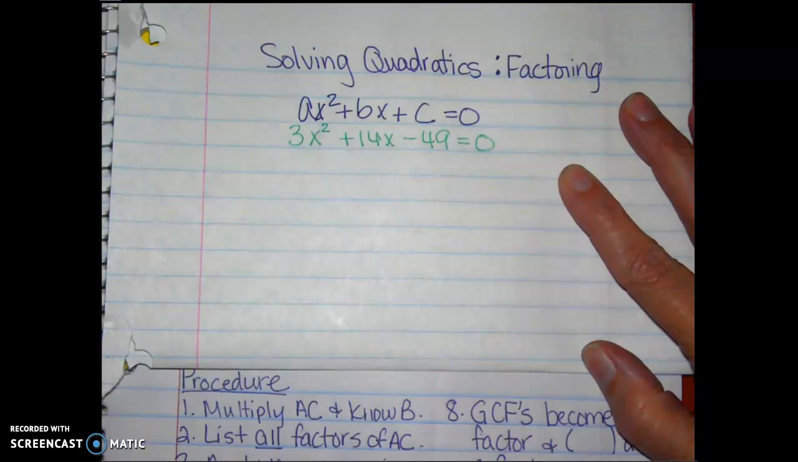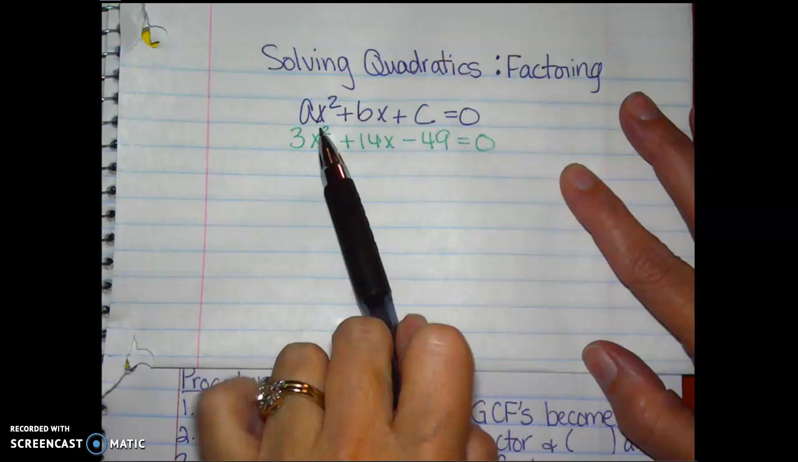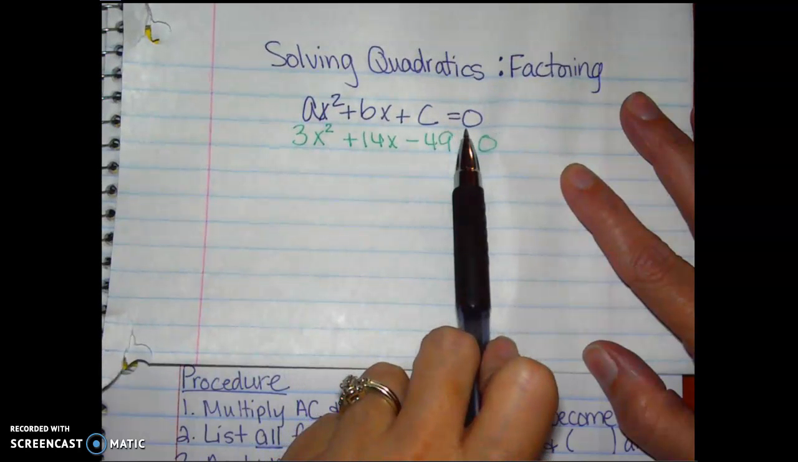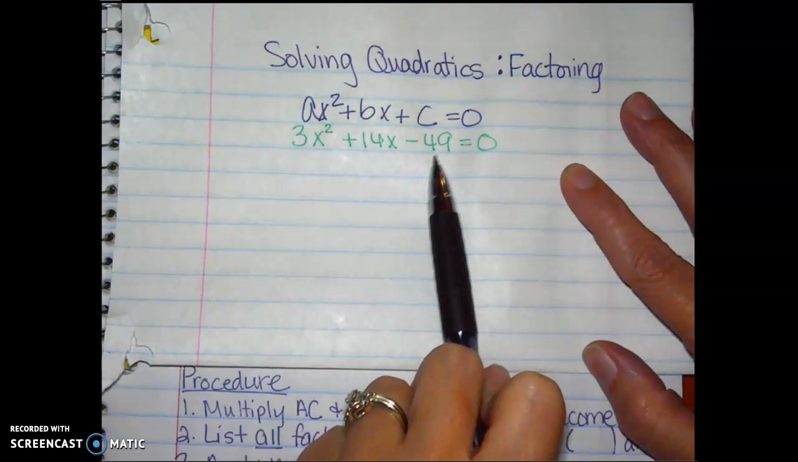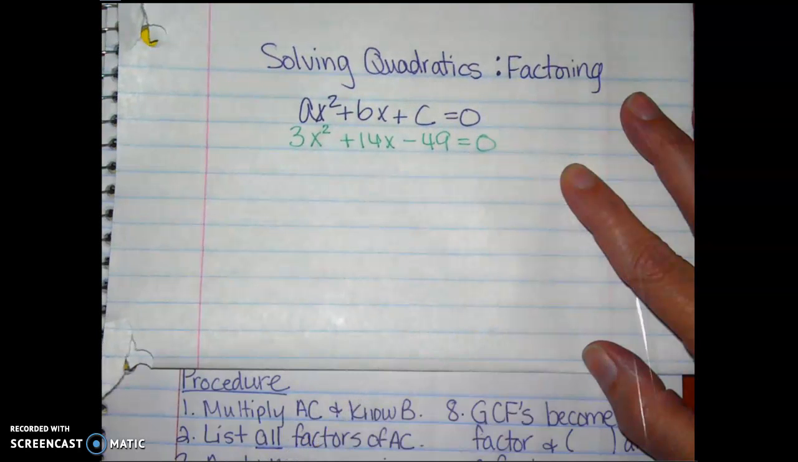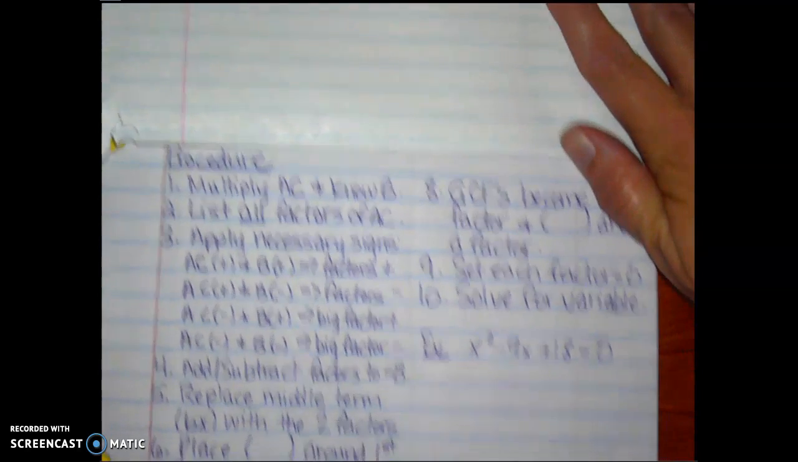Alright, so I'm going to go ahead and make a video on solving quadratics by factoring since we have so much going on today. We're going to have our standard form ax squared plus bx plus c equal to 0. And we're going to factor 3x squared plus 14x minus 49 equal to 0. So I'm going to pull that up a little bit so we can get the procedure. I'm going to run through these real quick.